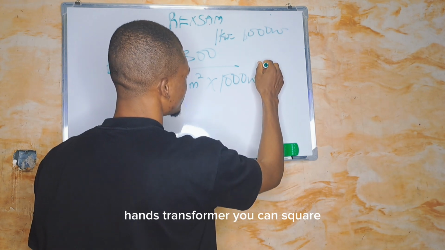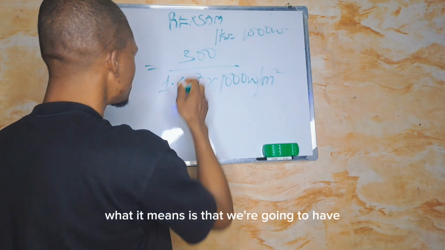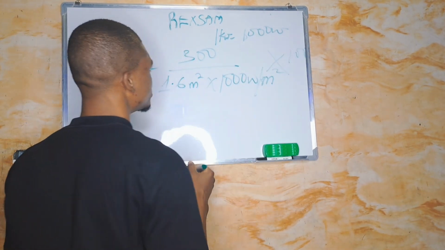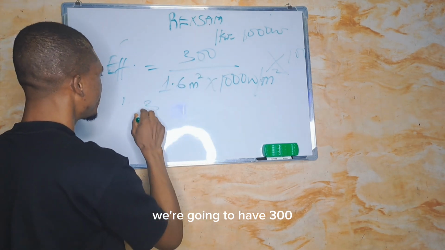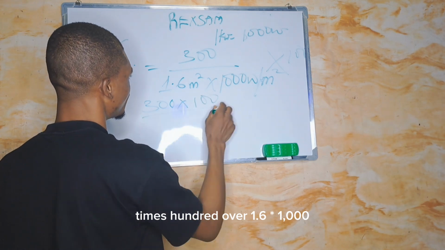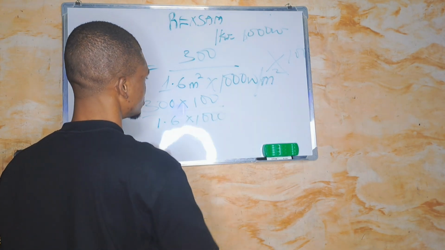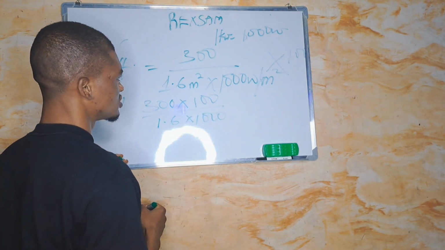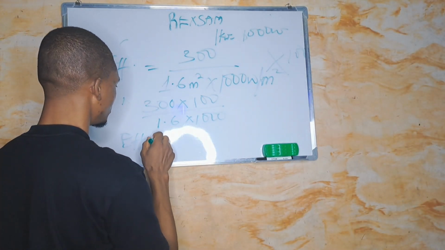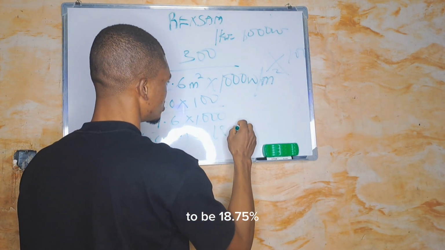Times over meter squared. So if this is the case, what it means is that we multiply it by 100, and we are going to have 300 times 100 over 1.6 times 1000. Which will now give us the efficiency to be 18.75.